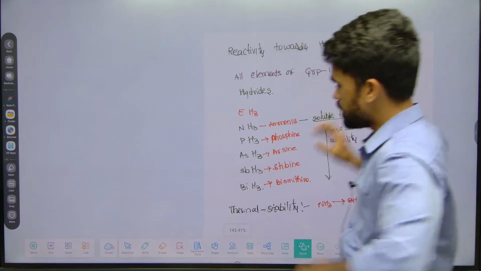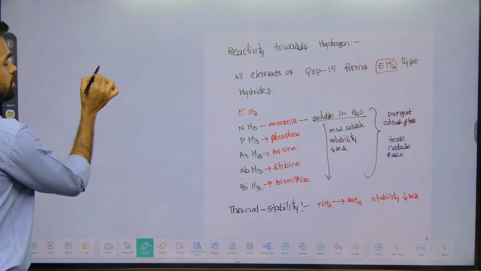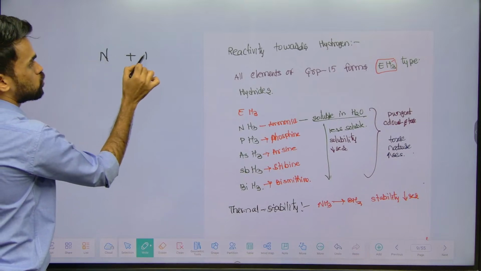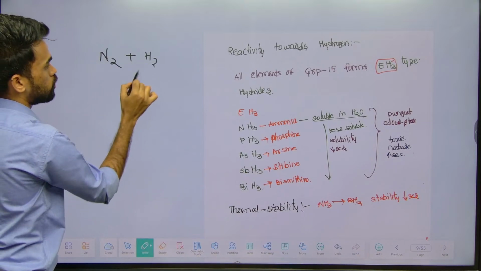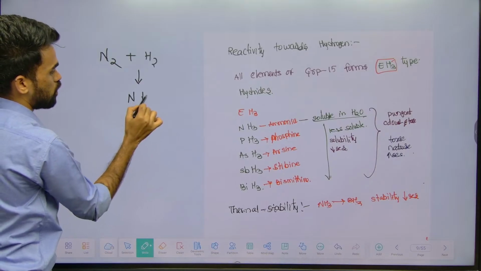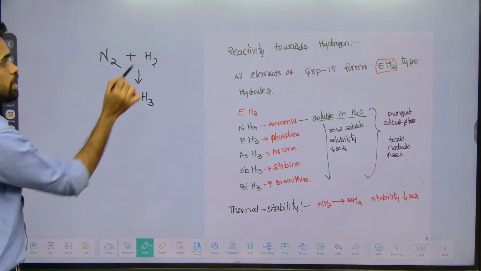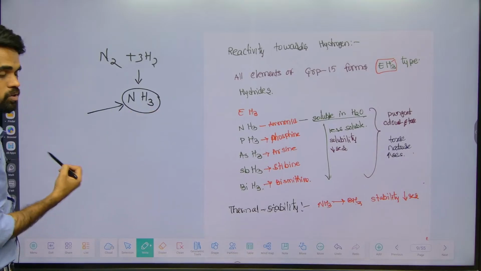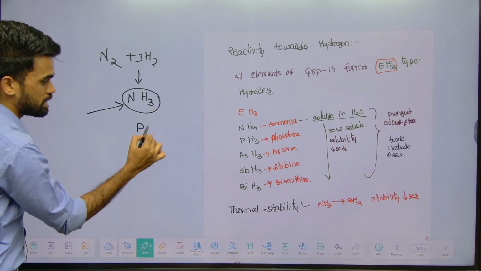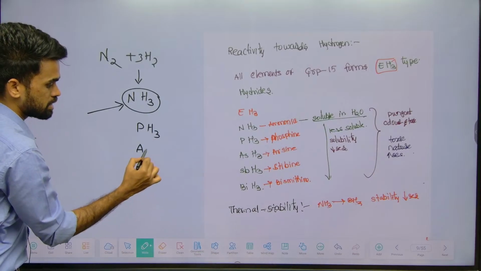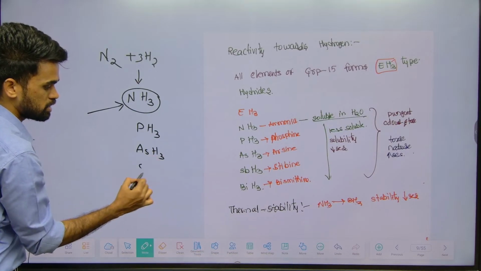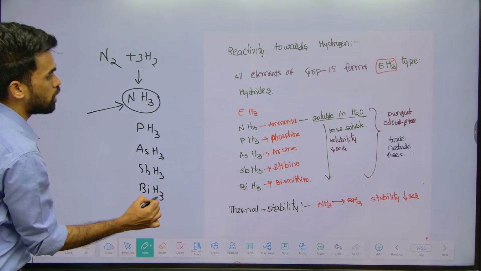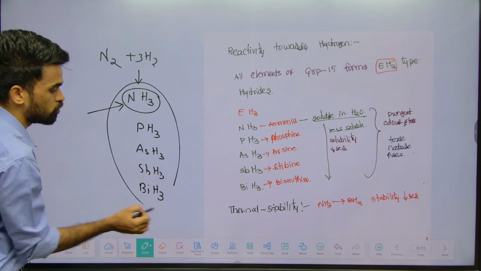Okay, when group 15 elements react with hydrogen, they form what? Hydrides, like it is forming ammonia here. Now what are the group 15 hydrides we have? NH3, PH3, AsH3, SbH3, BiH3. So I can say these are the hydrides of group 15 elements, right?